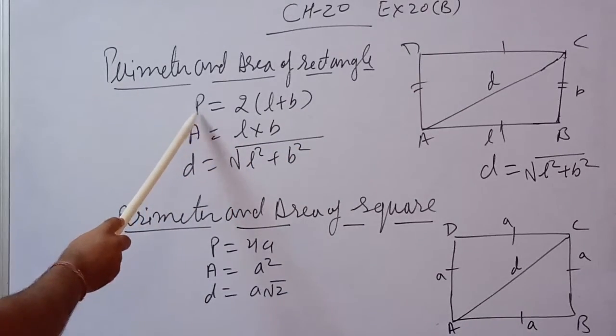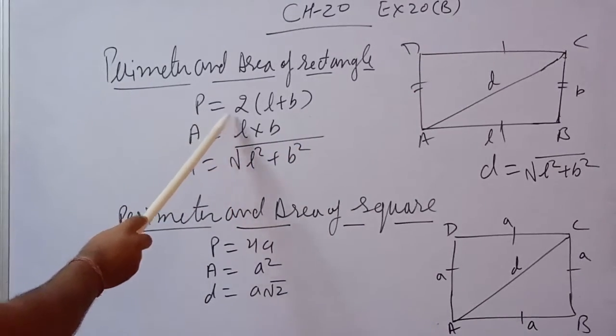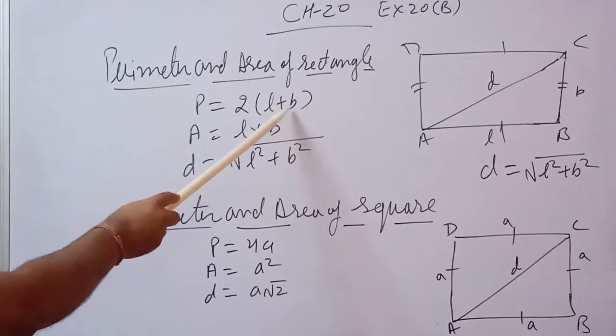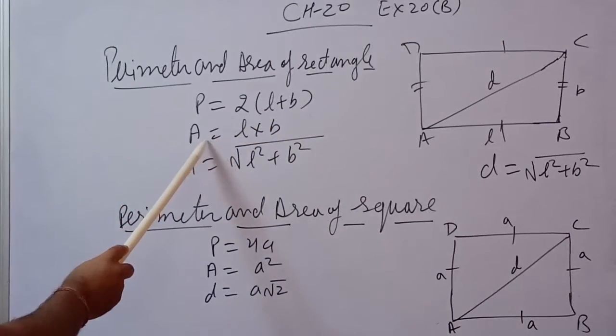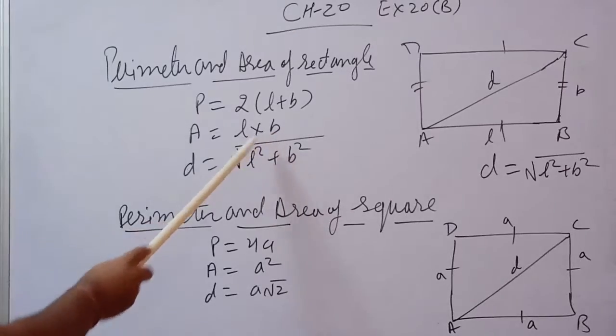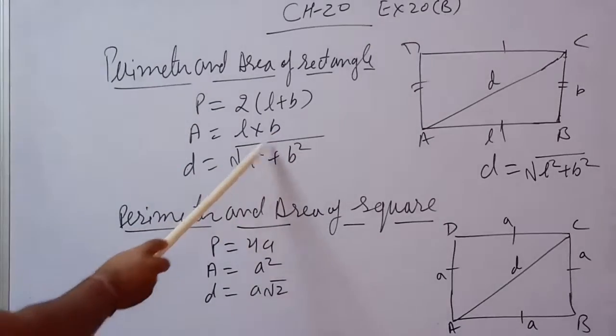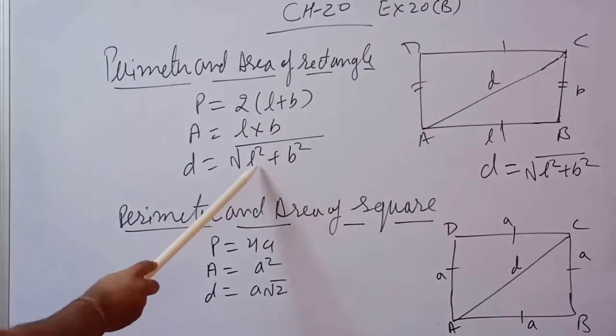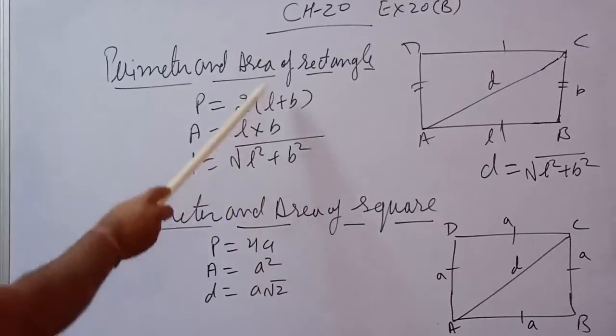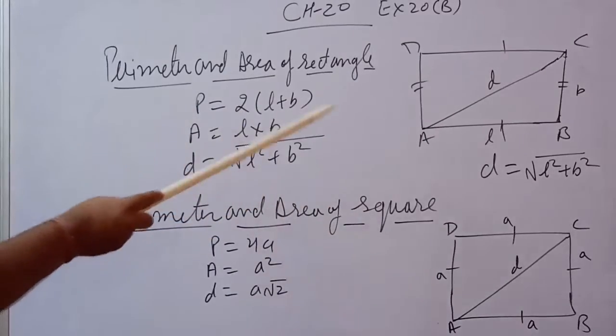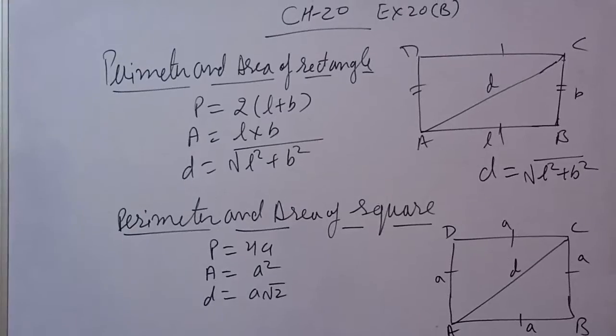Now here we have the perimeter of the rectangle equal to 2(L plus B), L length, B breadth. Area of the rectangle A equals L into B, length into breadth. And diagonal D equals under root L square plus B square. So with these formulas we can find whatever we require in the sum.